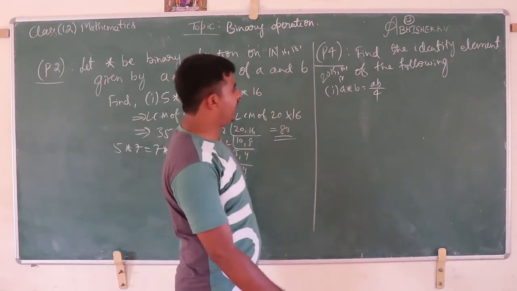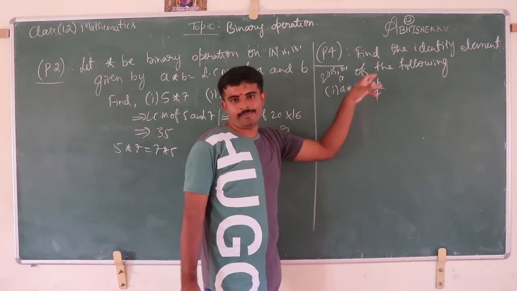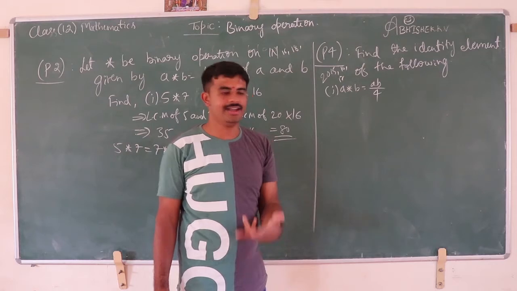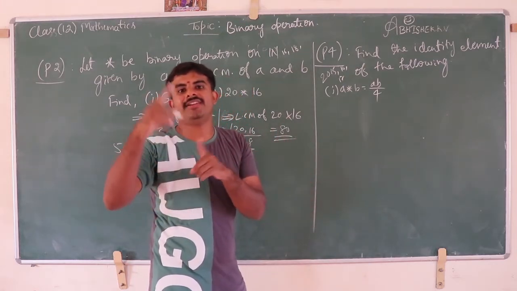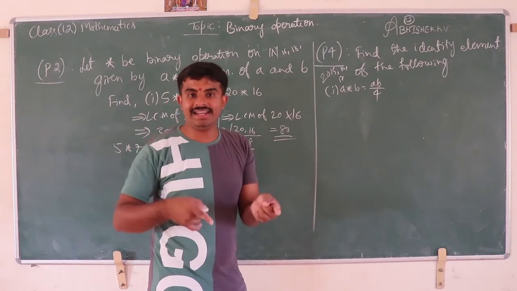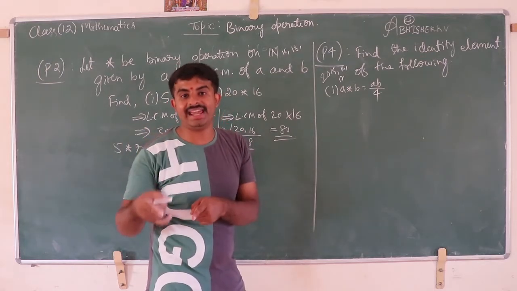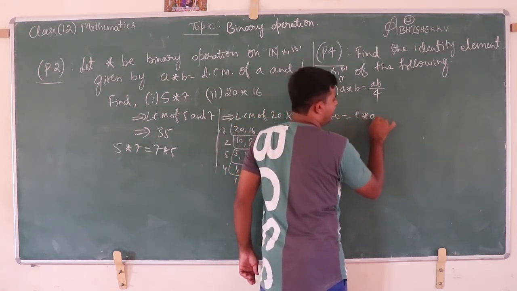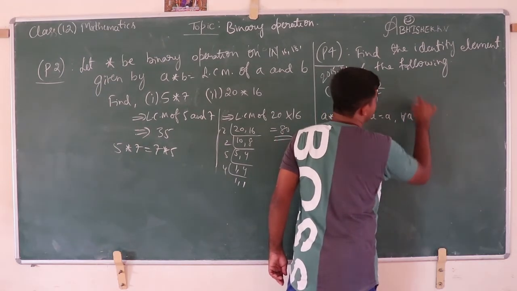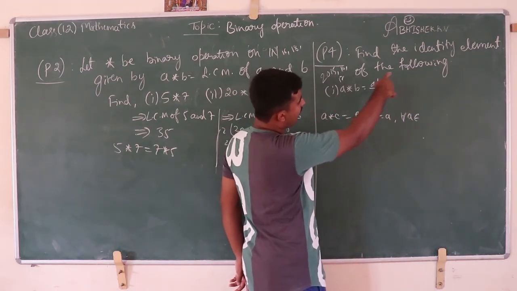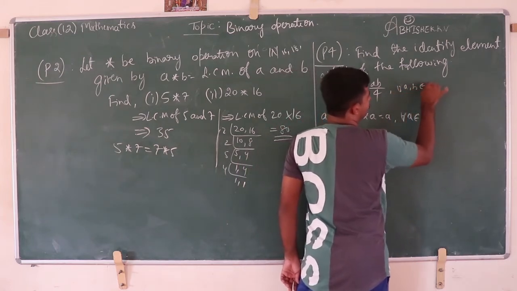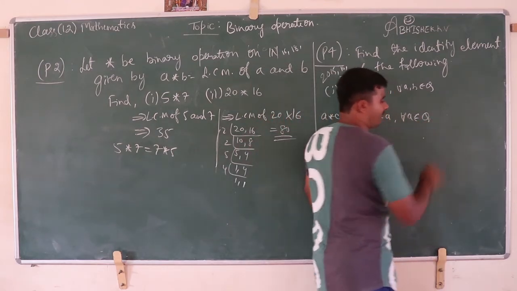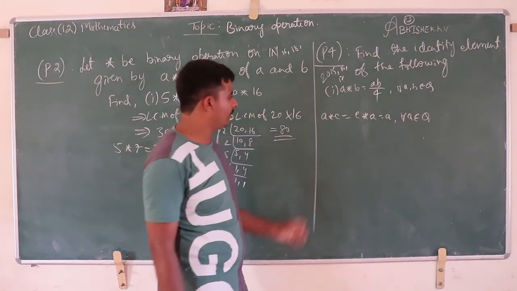Then find the identity element of the following: a star b is equal to ab by 4. I already gave you the definition of identity element. A binary operation star on a given set A, an element e belonging to the given set A is said to be an identity element if a star e is equal to e star a is equal to a for all a belonging to the given set. Here the given set is the set of rational numbers.